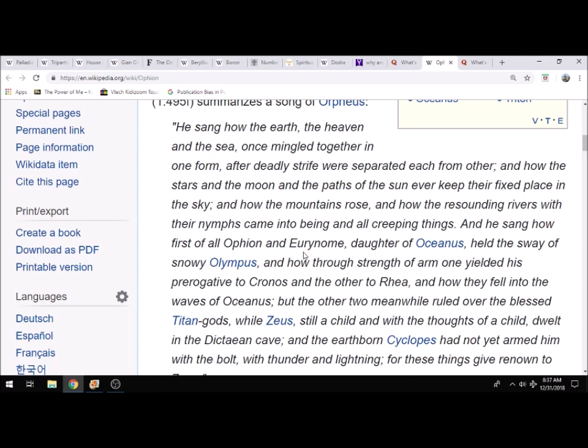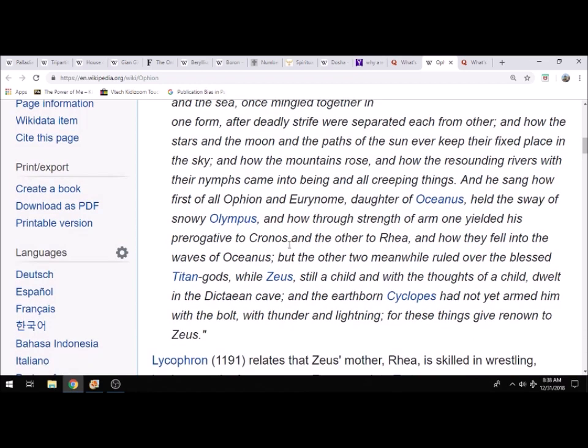And he's saying how first of all Ophion and Eurynome, daughter of Oceanus, held the sway of snowy Olympus, and how through strength of arm one yielded his prerogative to Cronos, and the other to Rhea, and how they fell into the waves of Oceanus.